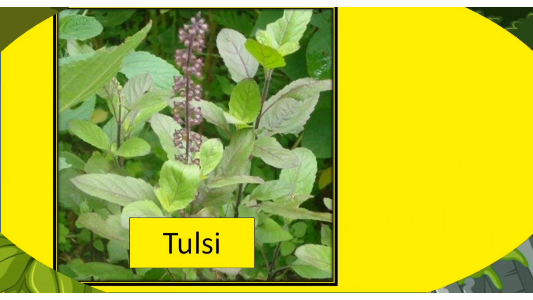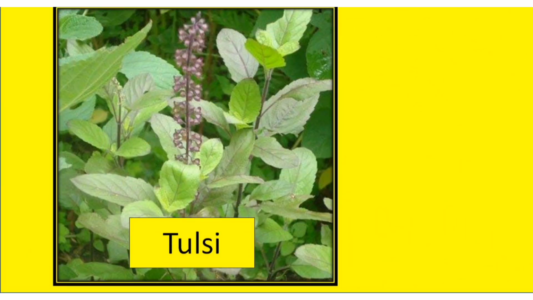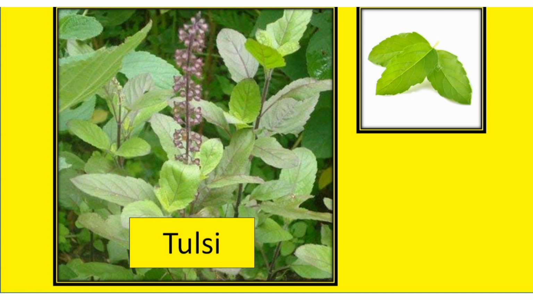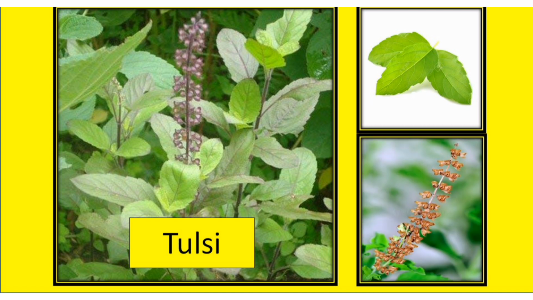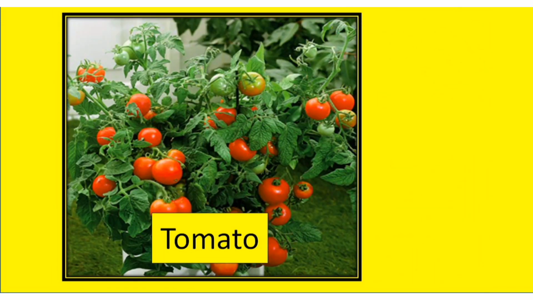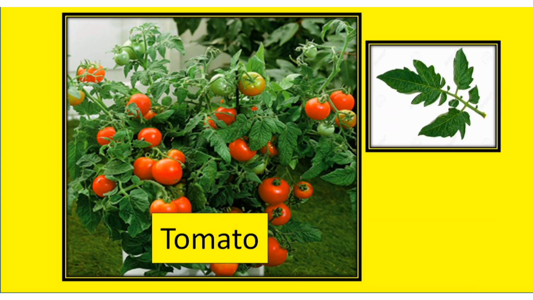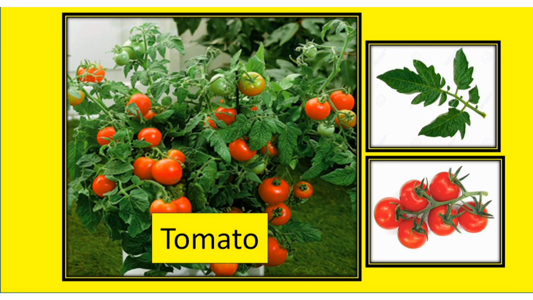Children, look at the picture. How will you identify that it's a tulsi plant? Yes, from its leaves and from its flowers. Now children, look at the picture of the tomato plant. We can identify it from its leaves and from its fruit.